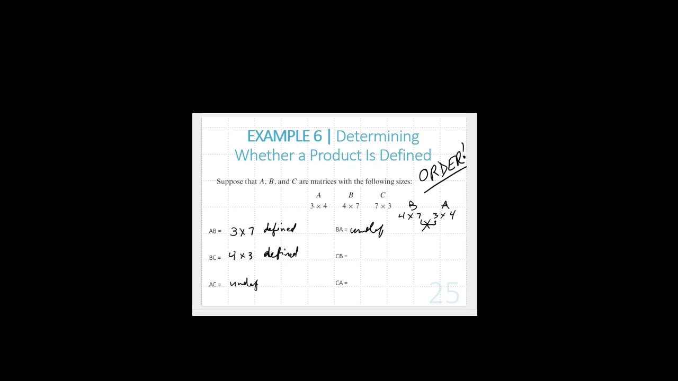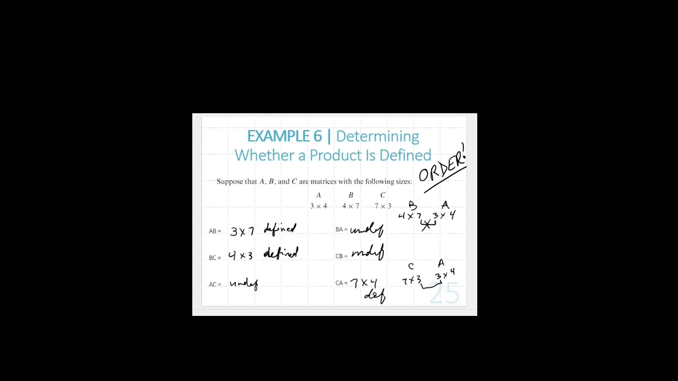Make sure that you check that out. Okay, so CB, what do we have for CB? That one's going to be undefined. What about CA? It's going to be 7 by 4, right? Do you see that? Here we have C, a 7 by 3, and then A, which is a 3 by 4. These are the same, so it's defined, and our dimensions are going to be 7 by 4. So this one is defined.